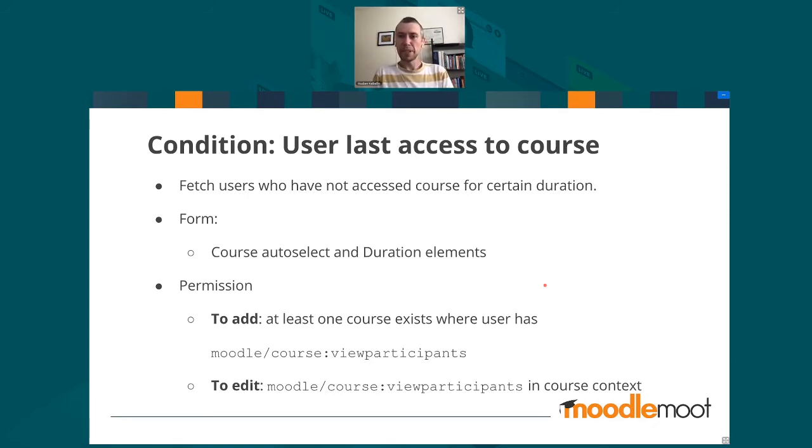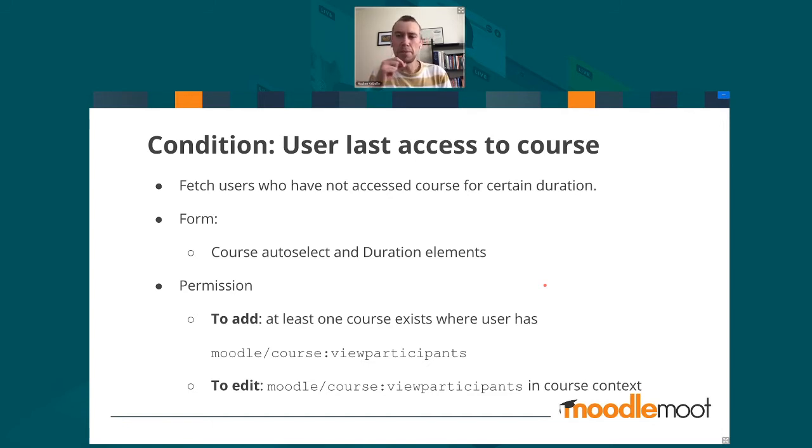Let's switch to the actual condition plugin, which I designed just for this session. Our condition will be user last access to course. The requirement for this condition would be to fetch users who haven't accessed course for certain duration. We'll have a form where we'll add course autoselect element and duration element. That's just a minimum we want just to demonstrate.